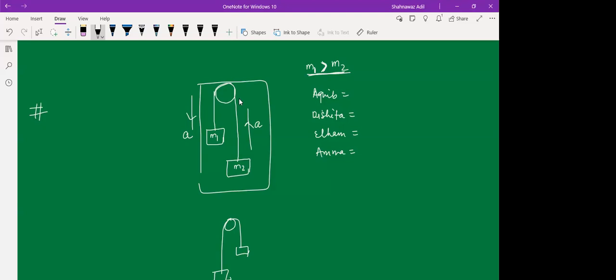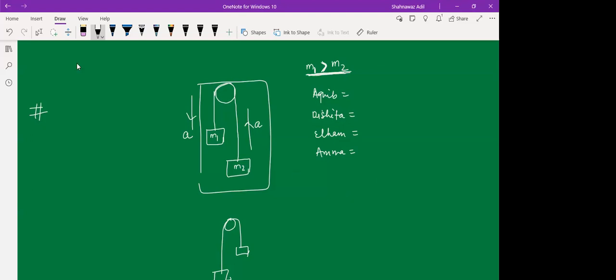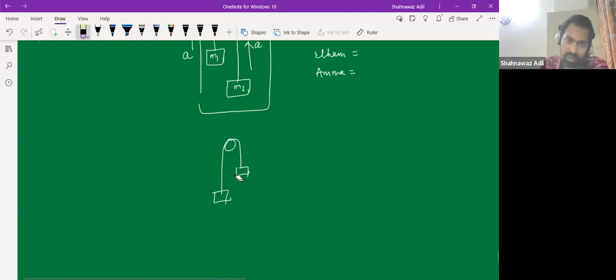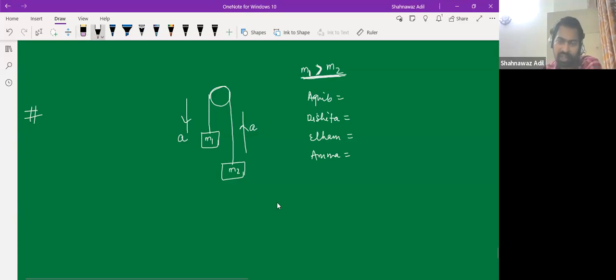So you guys got confused due to this diagram. Don't bother about this. The information is crucial: which mass is greater? So this part is clear. Whichever mass is greater, the acceleration will be downward for that mass, right? So this is the acceleration diagram.